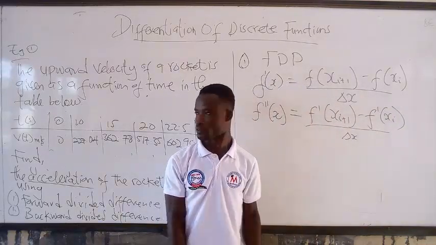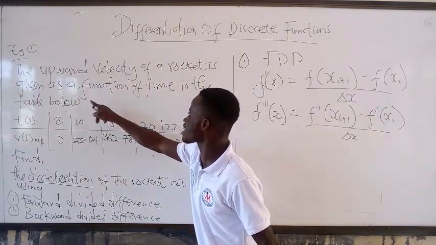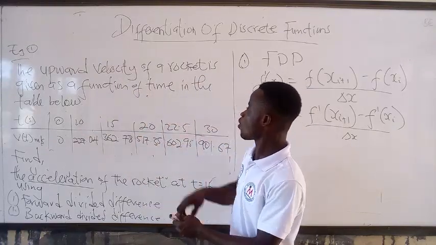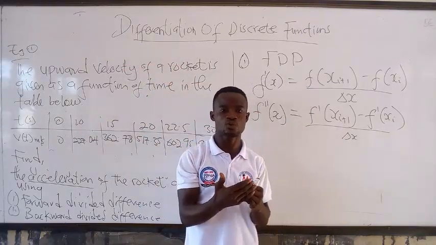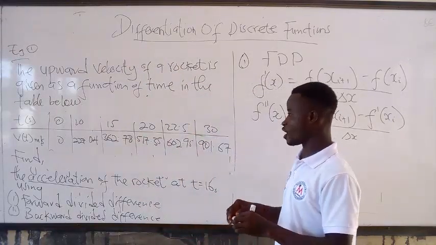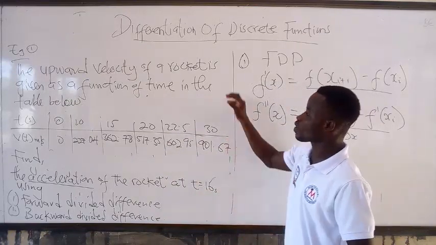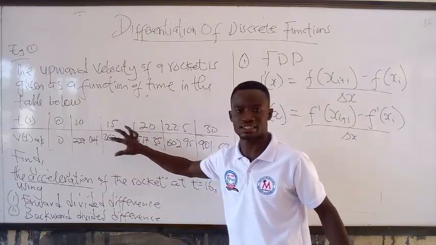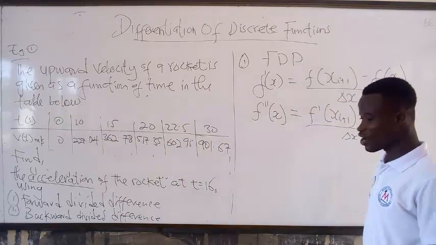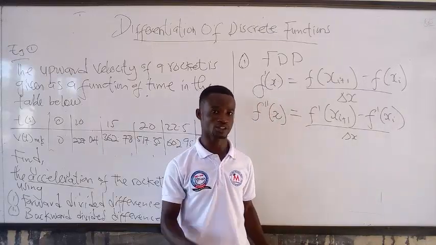The reason is that the upward velocity of a rocket is given as a function of time in the table below. So the velocity is the first derivative, and that slope function, or derivative function, is what they used to compute this table. Maybe you're not seeing what I'm talking about; let's continue, you will have it.